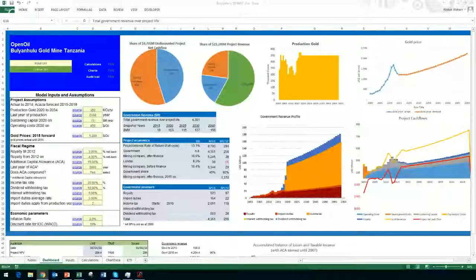Sure, Johnny. Just bear with me. I shall switch to hopefully showing the model on my screen. Just let me know when you can see that. Yeah, we can see it.